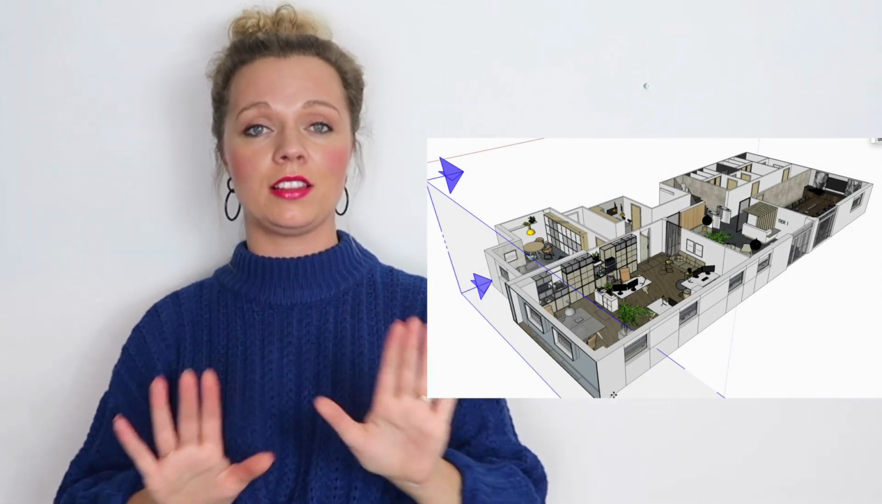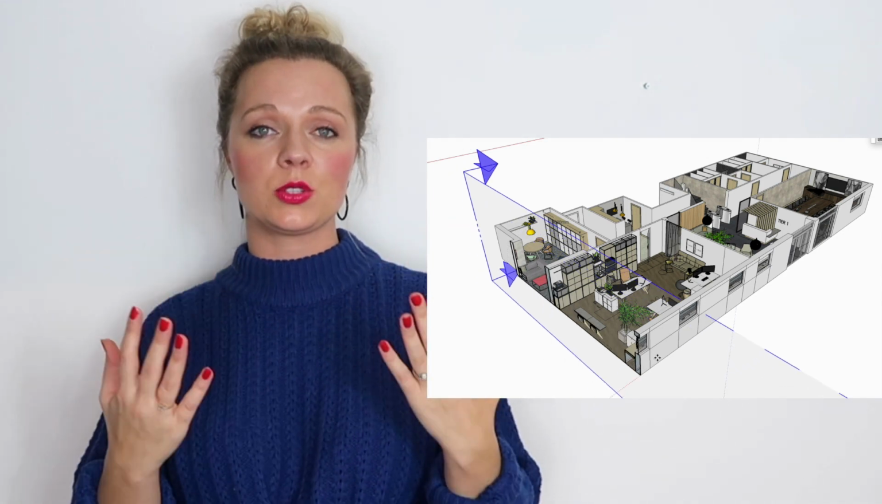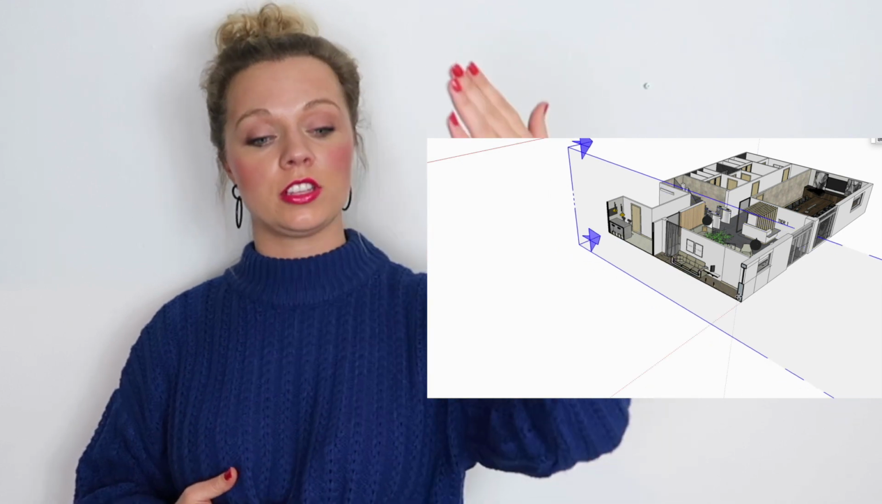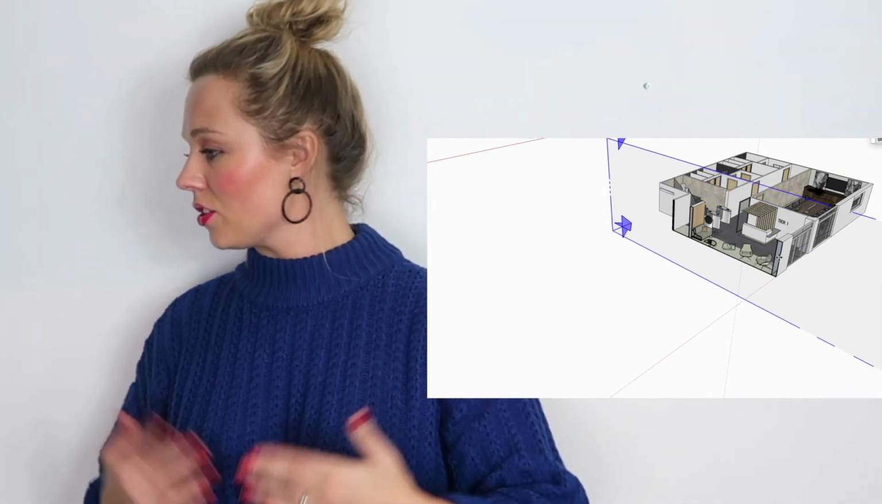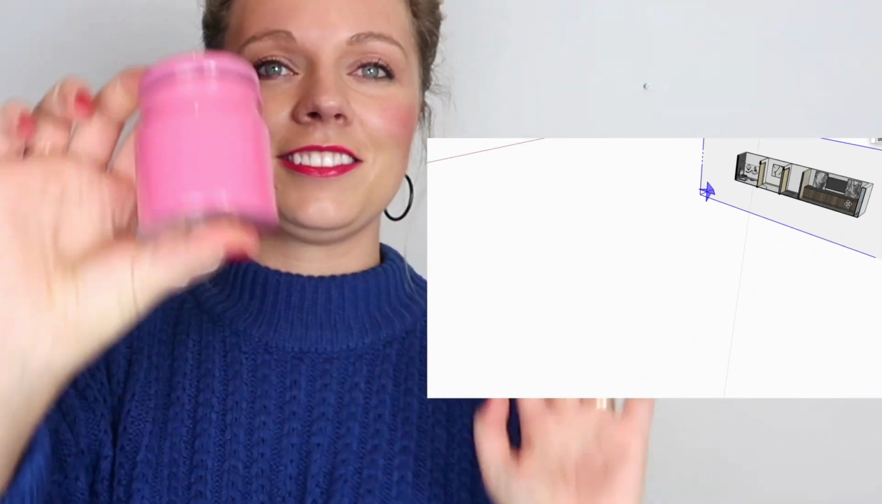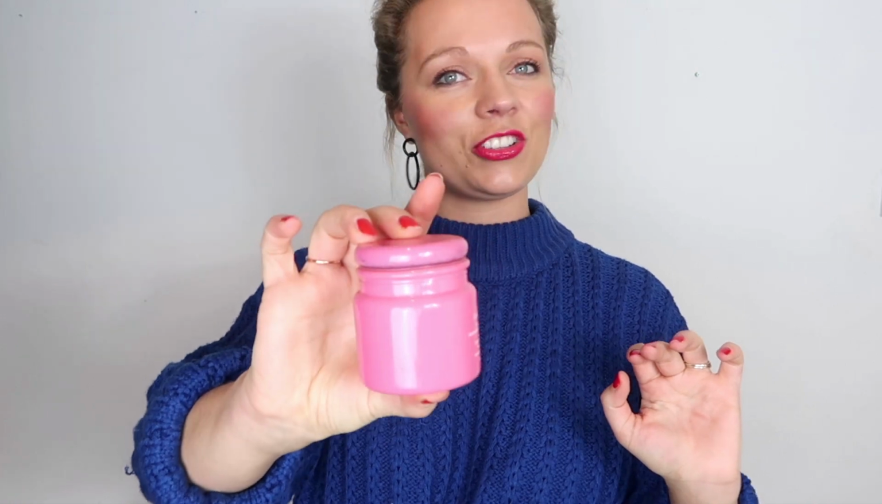So with elevation, you are looking flat on it, like a 2D elevation, you look at it straightforward, that's what you see, that's what you get. But when we use sections, we actually cut through the object. So let's say, let me grab some example, this is a candle jar.